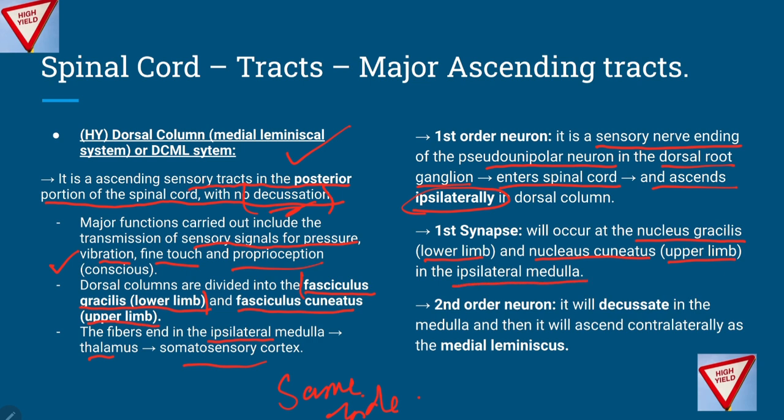Again, it will ascend in the ipsilateral medulla. Second order neuron, it will decussate in the medulla. Decussation, remember? Neuron coming in, crossing the midline, going up. That's the decussation portion right there. So it will decussate in the medulla and then it will ascend contralaterally in the medial lemniscus.